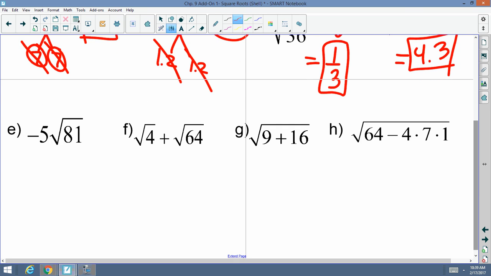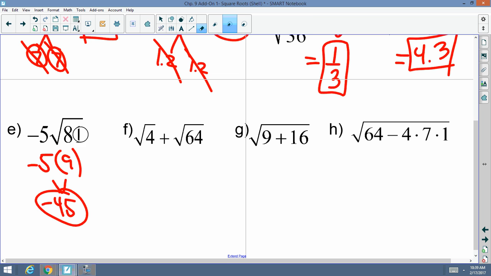Now, what do I say? -5 times the square root of 81. What's the square root of 81? So I've got -5 times 9, which is -45. Okay? That's the way it goes. Now, I want you to see something. With 81, of course, it's so much easier if you just know the number.